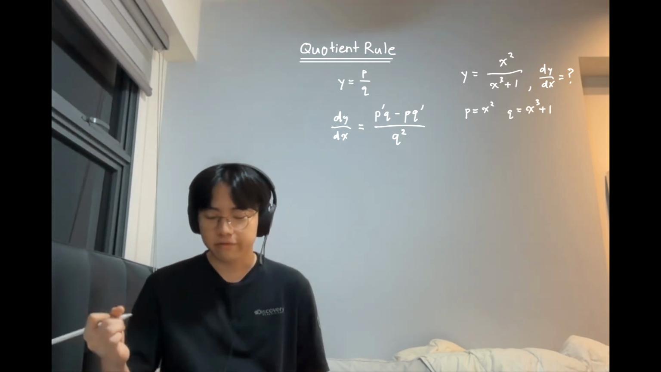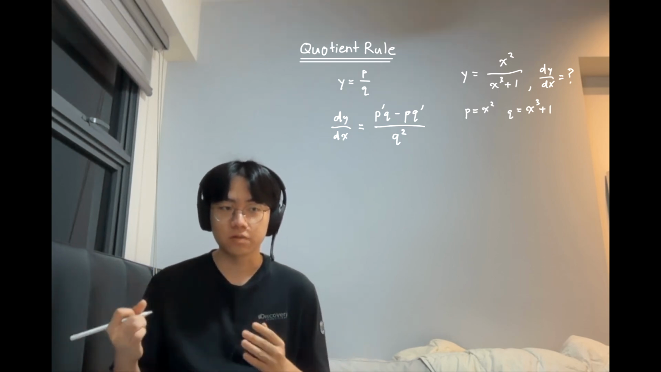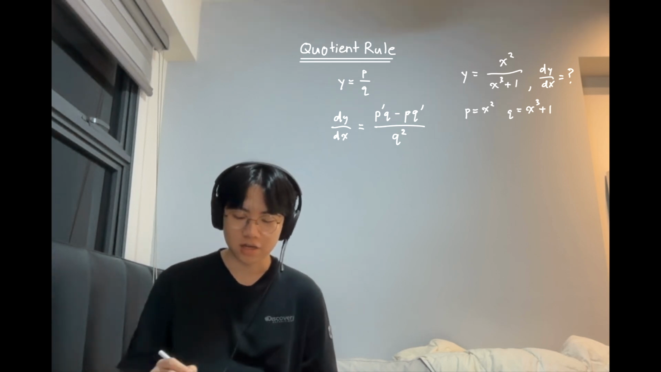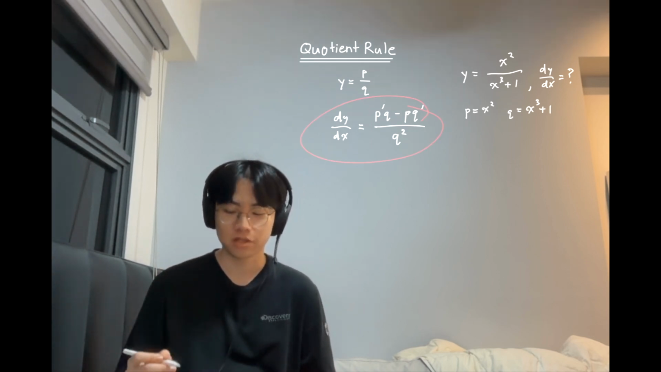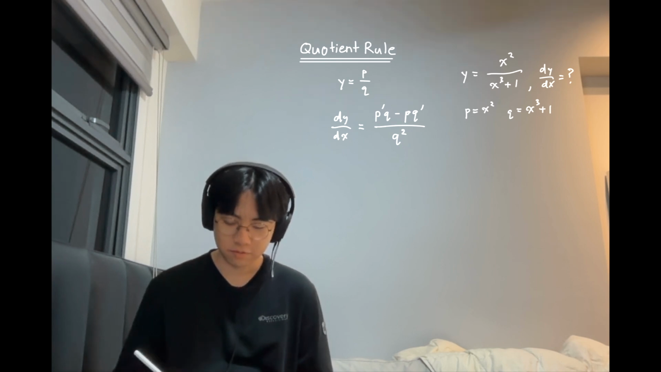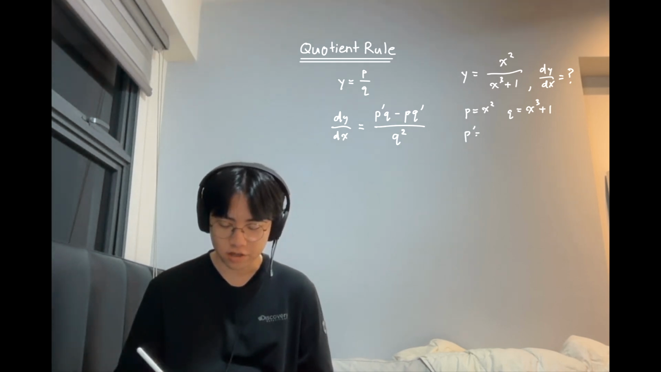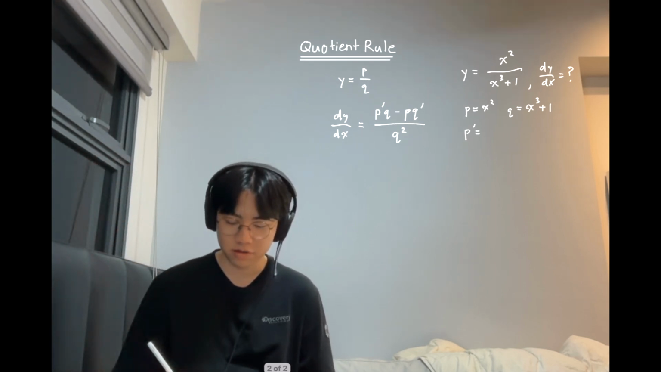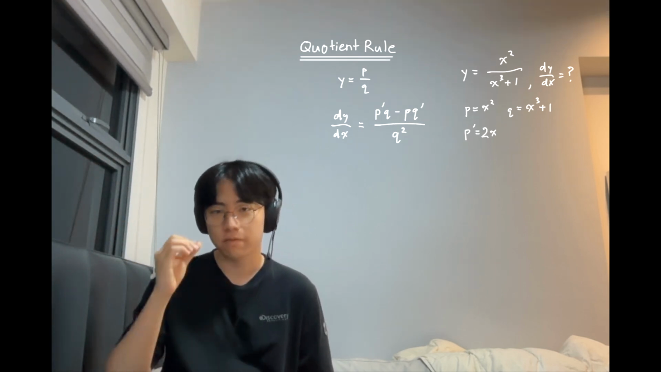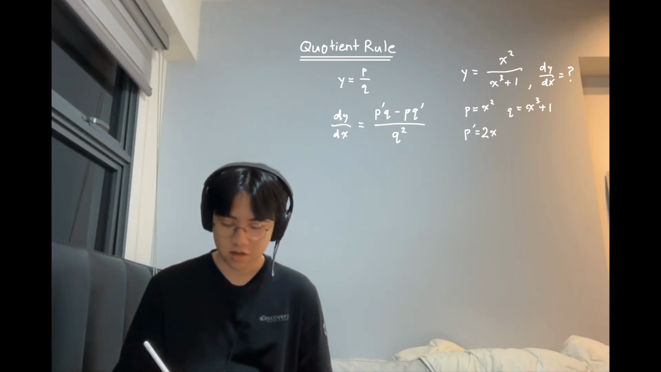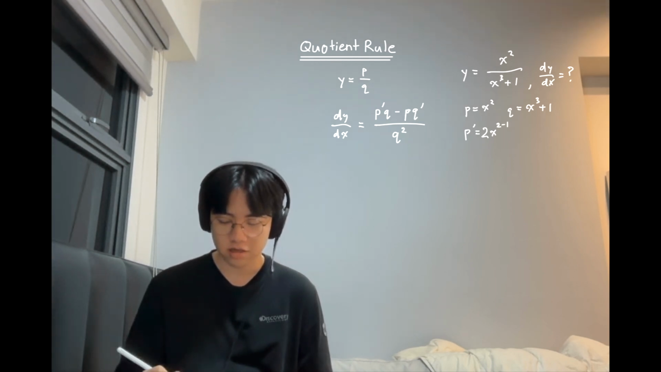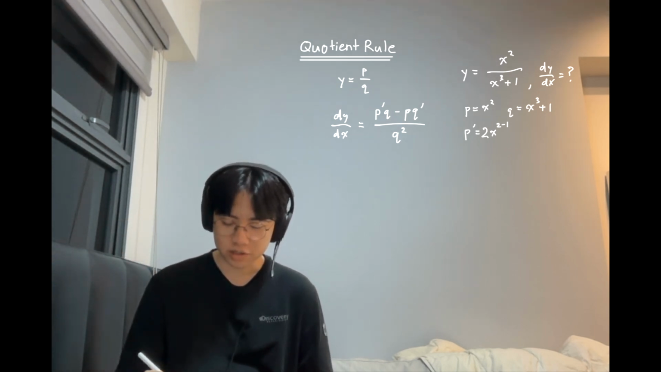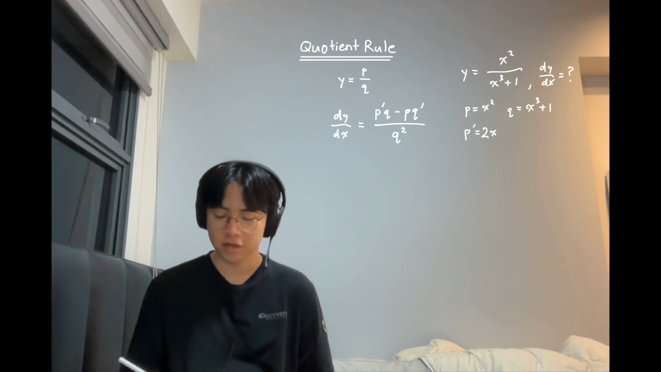Then we find the derivatives of p and q. Again, we're doing this because we're inputting them later into the quotient rule formula. So p prime, using the power rule, we drop the power down, and then we subtract 1 from the power. It becomes 2x to the power of 2 minus 1, which is essentially just 2x.